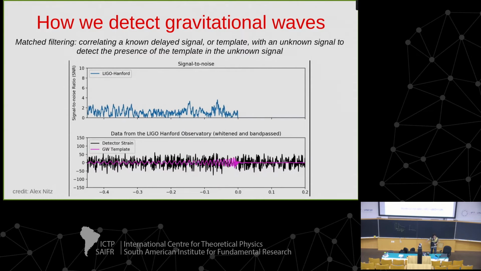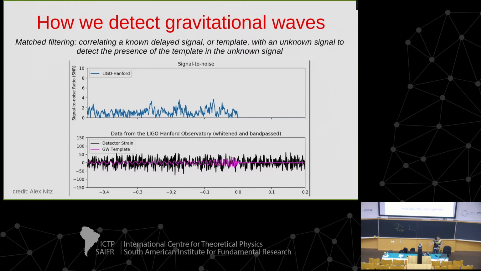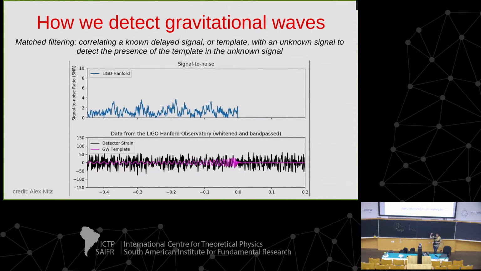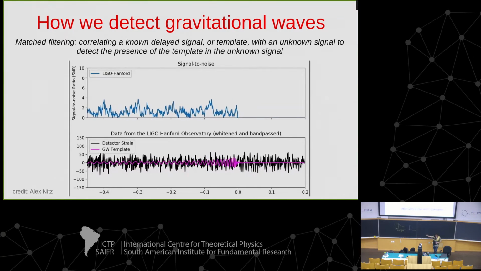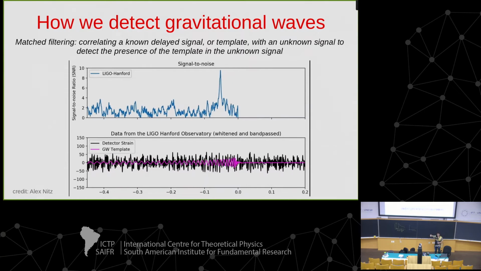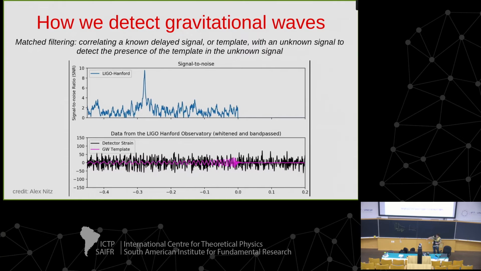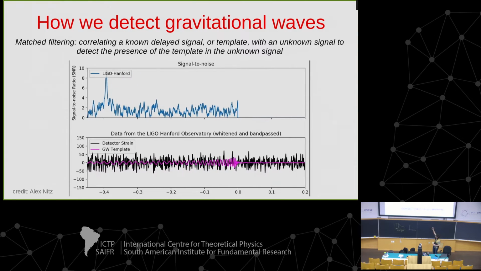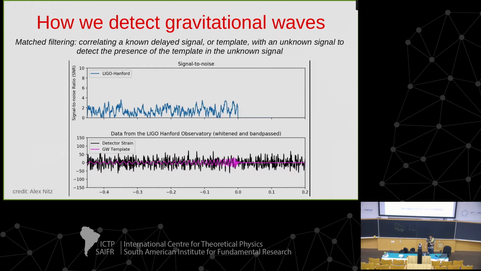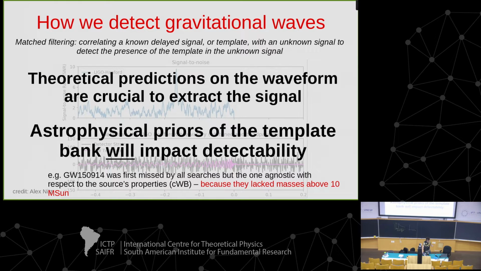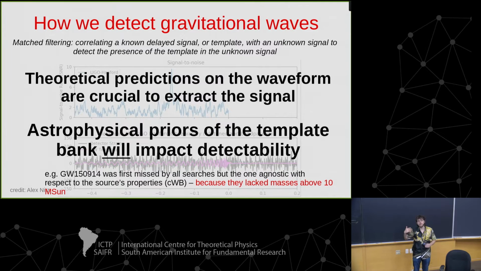The reason is the way we detect gravitational waves. As Philippe already mentioned, we use templates, matched filtering. So we cross-correlate a known signal from general relativity with the noisy signal, and if there is something, it will pop up as in the upper panel, if it has enough signal-to-noise ratio. So it's very important for us to know how the signal looks like, and also what the astrophysical priors are that determine the properties of the signal.